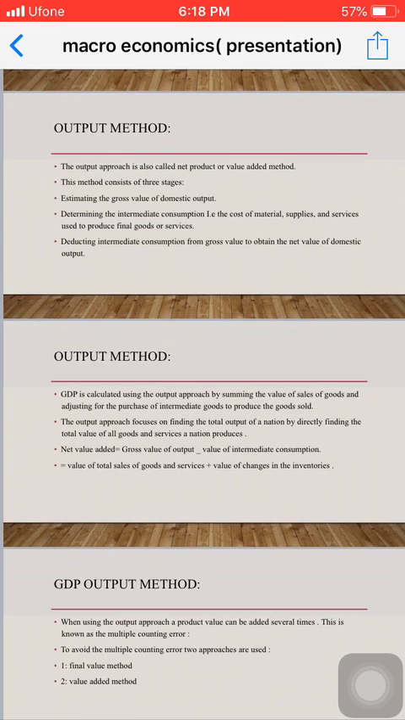90. Formula: GDP, gross domestic product at market price, is equal to the value of output in an economy in a particular year minus intermediate consumption. GDP at factor cost is equal to GDP at market price minus depreciation plus net factor income from abroad minus net indirect taxes.